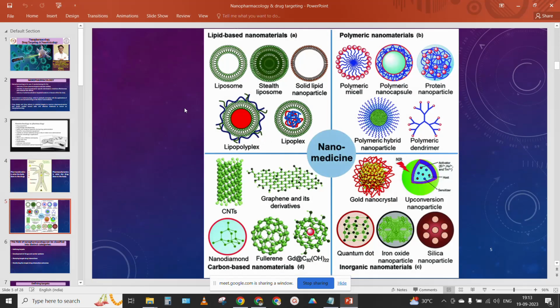Then there are some nanomedicines that we have already discussed, like lipid-based nanomaterials: liposome, stealth liposome, solid lipid nanoparticles, lipoplex, and polyplex. In polymeric nanomaterials, like polymeric micelle, polymeric nanocapsules, protein nanoparticles, polymeric hybrid nanoparticle, and polymeric dendrimer. And in carbon nanotubes, graphene and its derivatives, nanodiamond, fullerenes, gold crystals, upconversion nanoparticle, quantum dots, iron oxide, silicon nanoparticle, and inorganic nanomaterials. This portion we have already discussed in the last session.